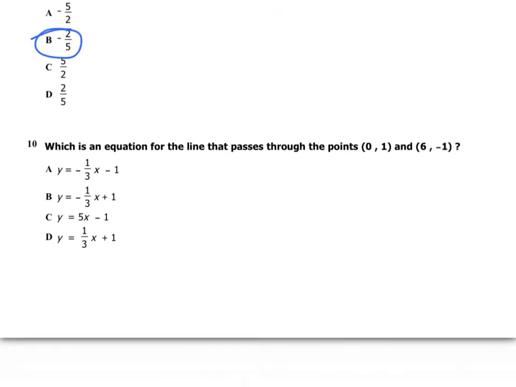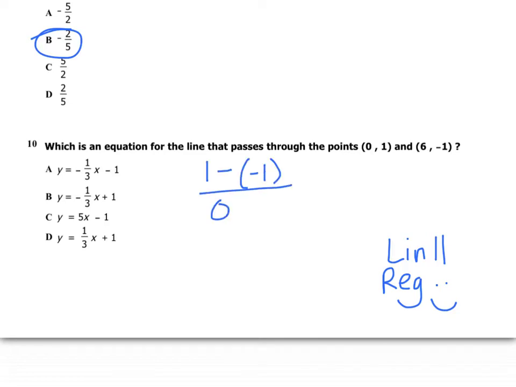Number 10, which is an equation for the line that passes through the points 0, 1, and 6, -1. Remember, you can use our dirty little secret of linear regression on the calculator to do questions like this and find the answer directly. But if I don't have that, I'm going to have to go ahead and use point-slope form and whatever other information I can glean or take from the two ordered pairs they give me. And I'll tell you what I mean by that in a minute.